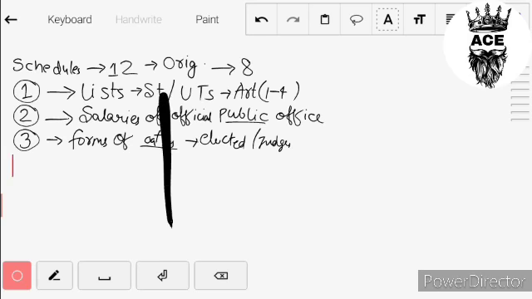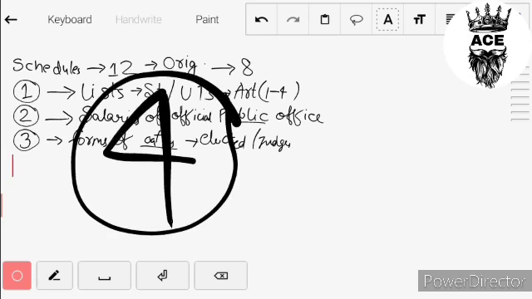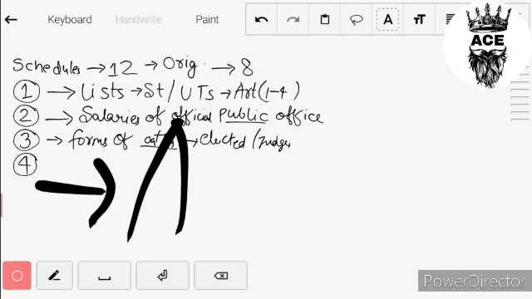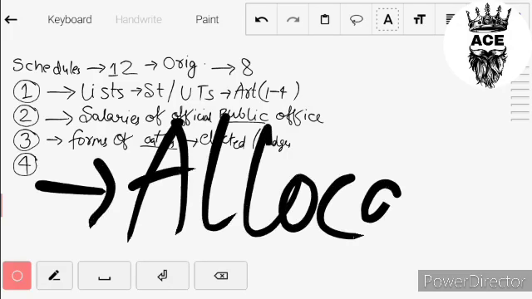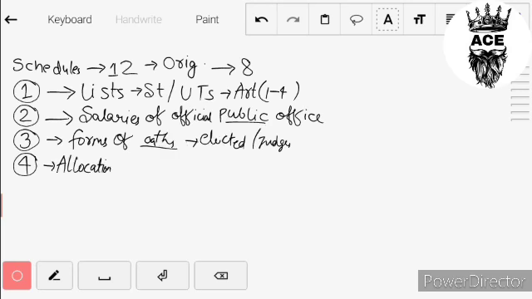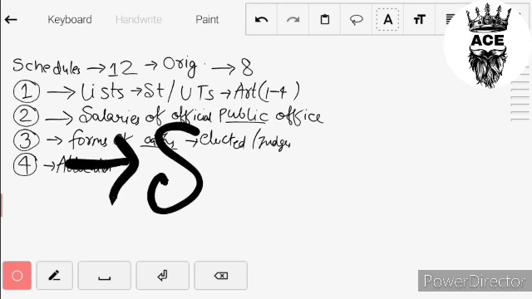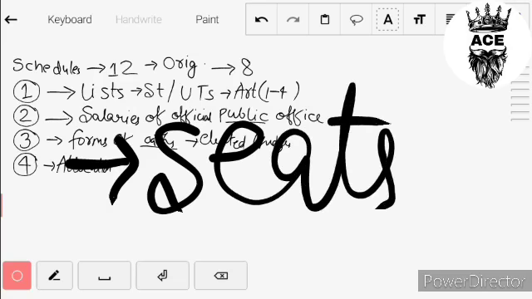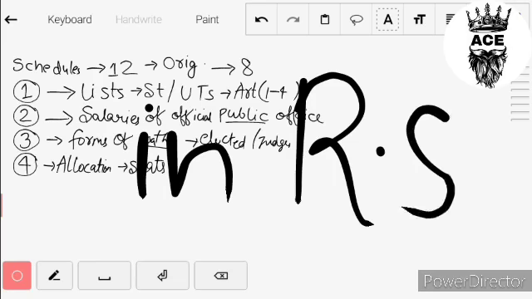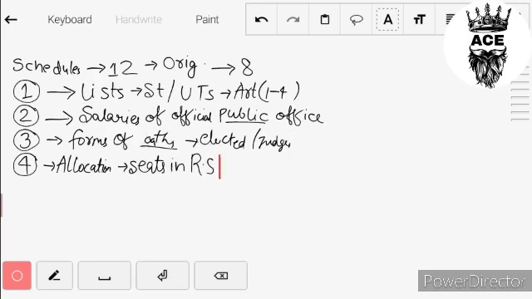Okay, so the fourth schedule is important. Why am I saying that the fourth schedule is important? Because numerous questions have been asked regarding the fourth schedule. The fourth schedule has the allocation. The question arises: allocation of what? The answer is very clear: allocation of the seats in the Rajya Sabha. So the seats in Rajya Sabha are in schedule number 4.